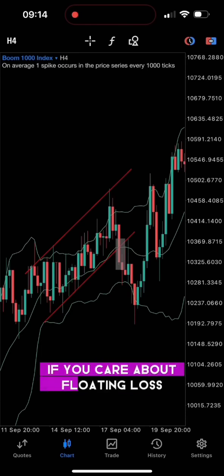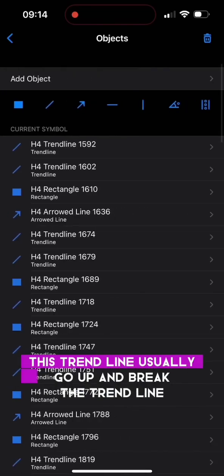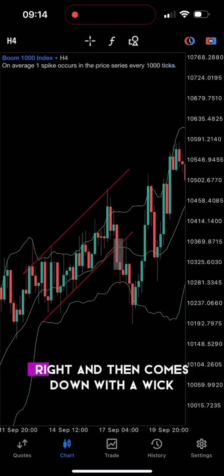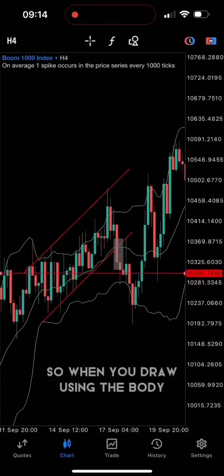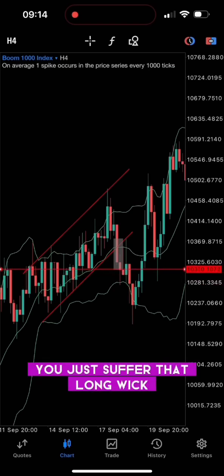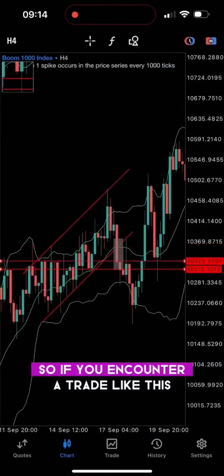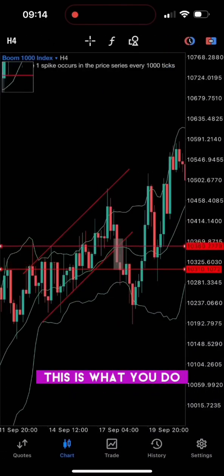If you care about floating loss, yes, it does matter, because these price moves usually go up and break the trend line, right, and then come down with a wick. So when you draw using the body, you just suffer that long wick, that huge floating loss. So if you encounter a trade like this, this is what you do.